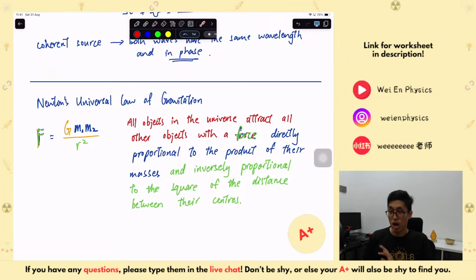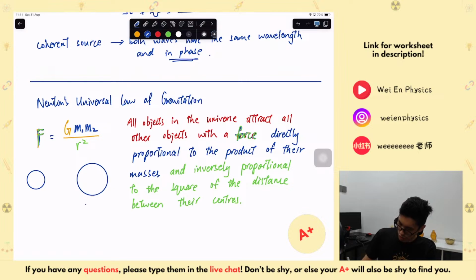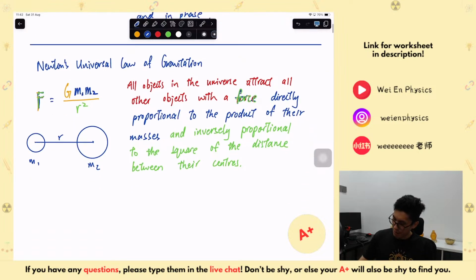So the three parts are: all objects in the universe attract all other objects with a force. Part 2, the force is directly proportional to the product of mass 1 times mass 2. Part 3, the force is inversely proportional to the square of the distance between the centers. So remember, whenever you do calculations for Newton's universal law, let's say there is one mass and there is another mass, M1, M2, the R must be the distance between the centers. That's the R.